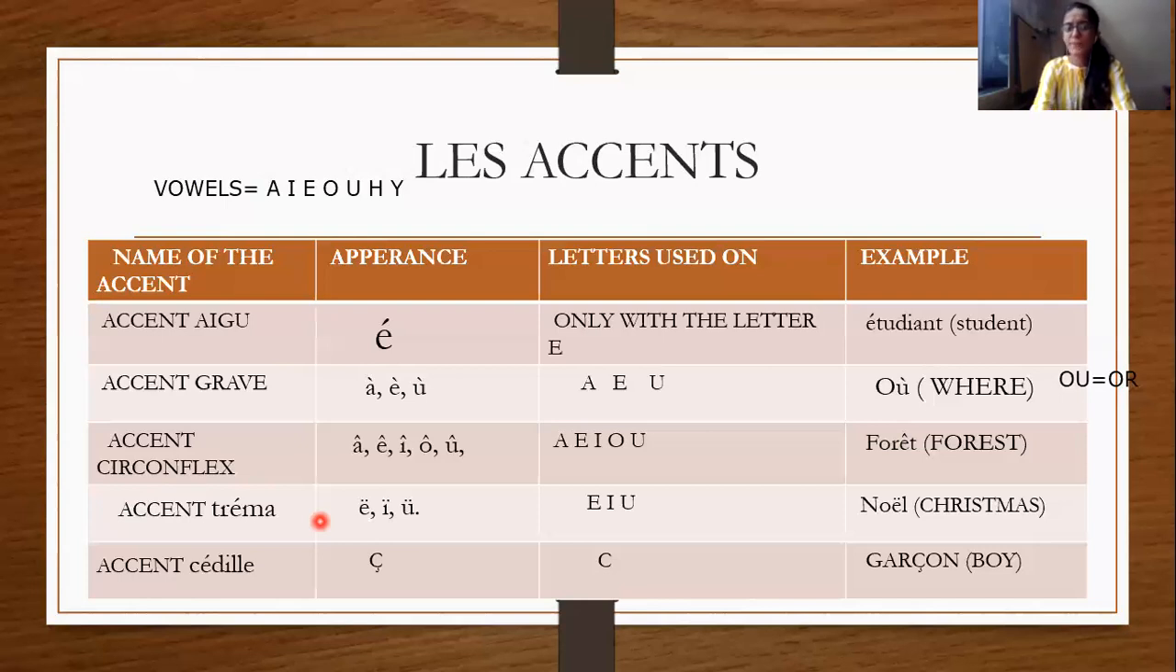Accent tréma appears like two dots on E, I, and U. It is pronounced as accent tréma. It looks like E, I, and U with two dots above it. It is only used with the letters E, I, and U.